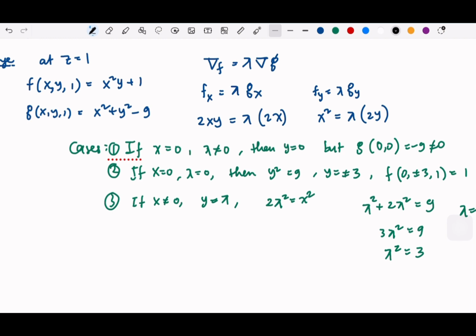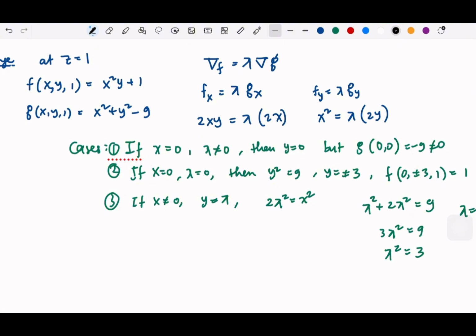Okay? And then the second case is if x is 0 and lambda is 0. So we have both x and lambda as 0. So using this part here, when x is 0, y squared could be 9. So this is 0, and this will be not 0, which could be plus minus 3, or 1. So we could have this point, which, because of the square, will be the same value. So 0, 3, 1, or 0, negative 3, 1. Okay? And we can compute that.